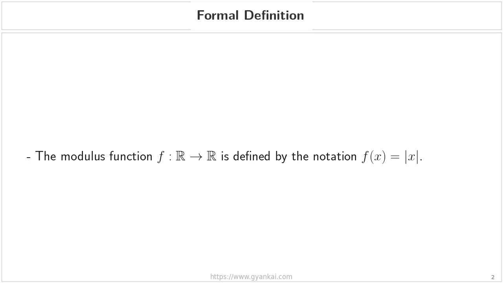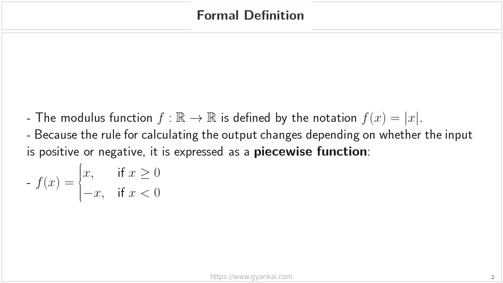Formal definition. Now that we have a basic intuitive idea that the modulus function measures distance from zero, let's look at its formal mathematical definition. We represent the modulus function as f of x, where the function maps from the set of all real numbers to the set of all real numbers, and we use the notation f of x equals the absolute value of x. Now you might notice something interesting here. Unlike a simple linear equation, the rule for calculating our output actually changes depending on what number we plug in. Because of this, we express the modulus function as a piecewise function.